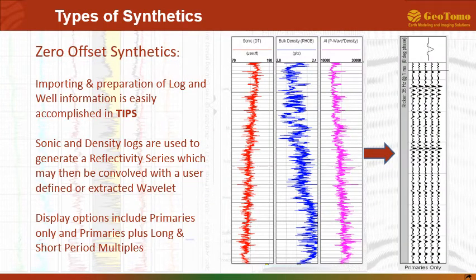Zero offset synthetics. Importing and preparation of log and well information is simple to do. Sonic and density logs are used to calculate the reflectivity series, which is then convolved with a wavelet, either predefined or extracted from seismic. Display options include primaries only and primaries plus long and short period multiples.